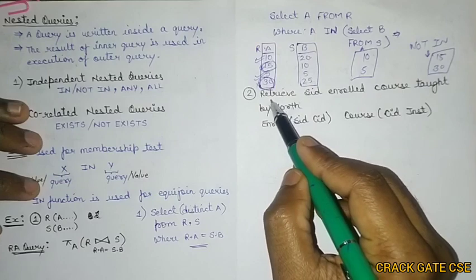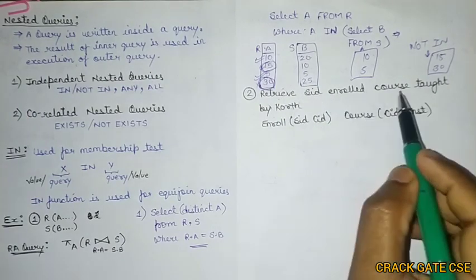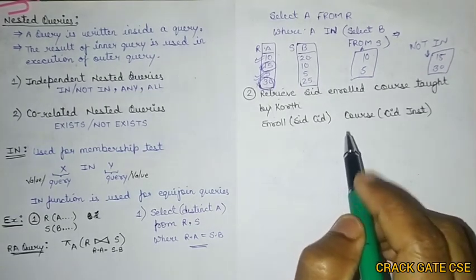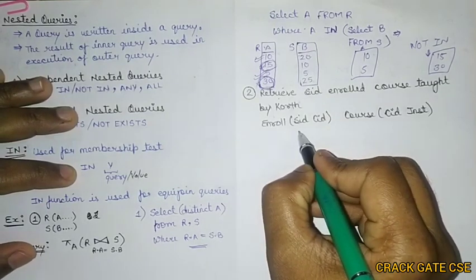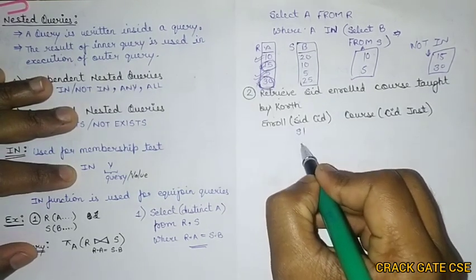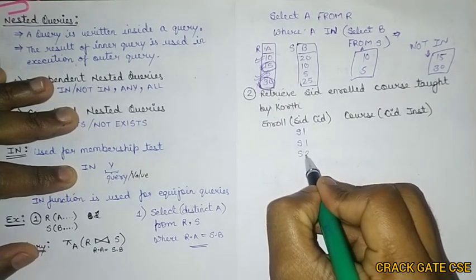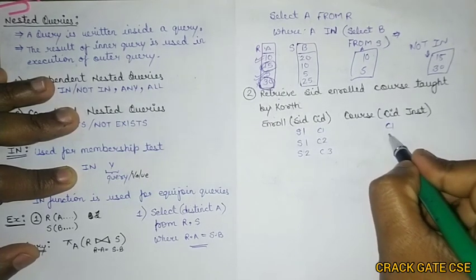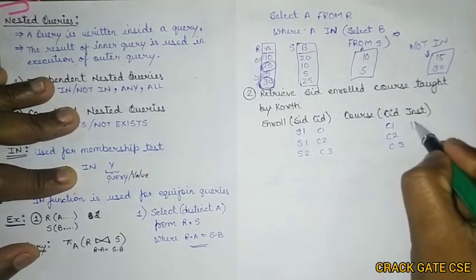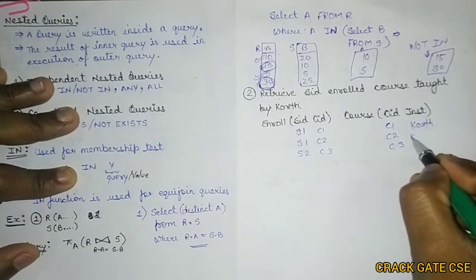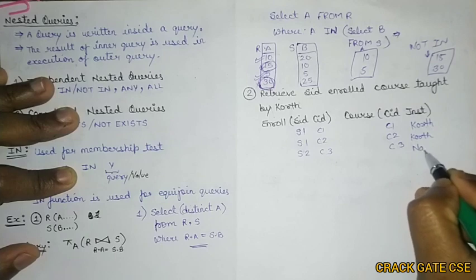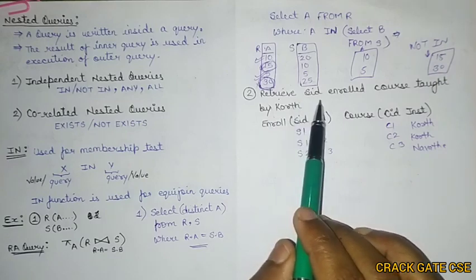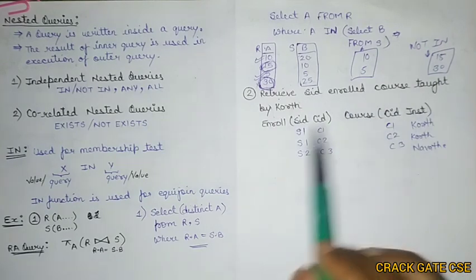So I have to retrieve the student ID enrolled in a course taught by a given instructor. These are the two relations I am having. Now let me take some values for them. I am taking values as S1, S2, course ID as C1, C2, C3, with instructors as Korth and Navathe. So this is the table I am having. Now I have to retrieve the student IDs who enrolled in a course taught by Korth.